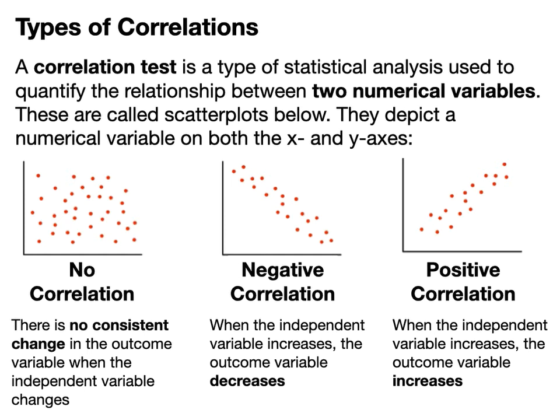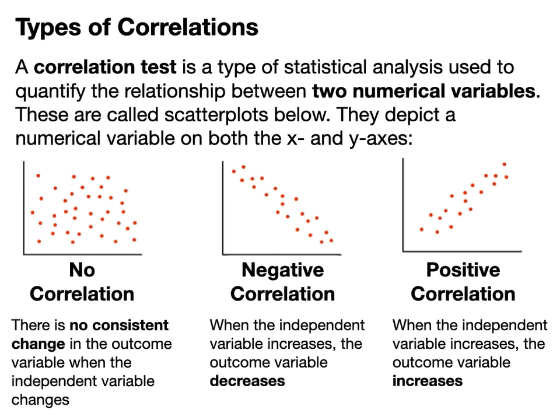One where these two variables have no correlation, and that's where there's no consistent change in the outcome variable when the independent variable changes. In the middle of the slide, I've depicted a negative correlation, and that's when the independent variable increases, the outcome variable decreases, right? So you can see how as you move along the x-axis, you get higher and higher values of x. We're getting lower and lower values of y.